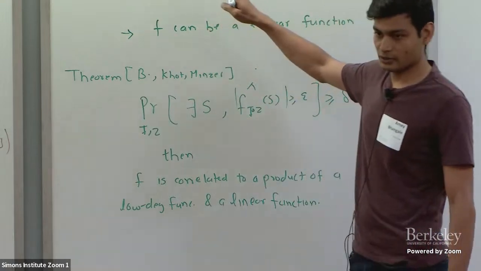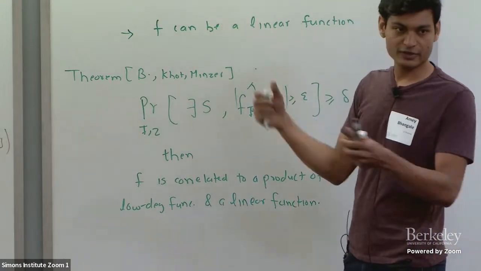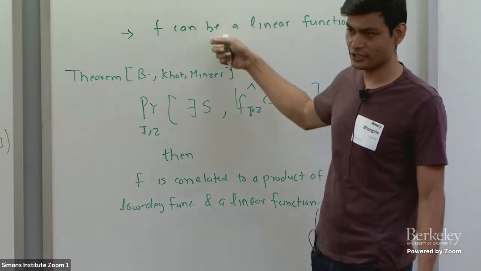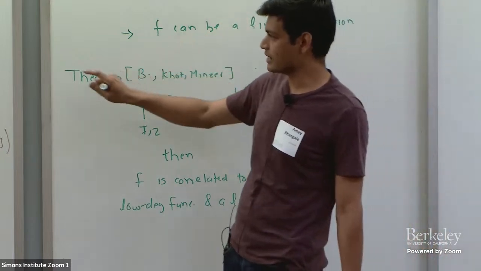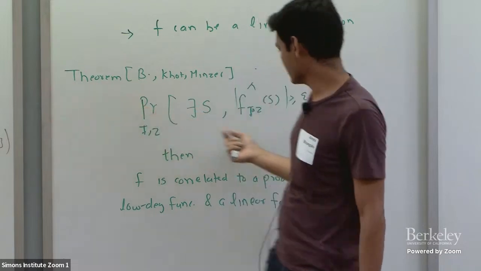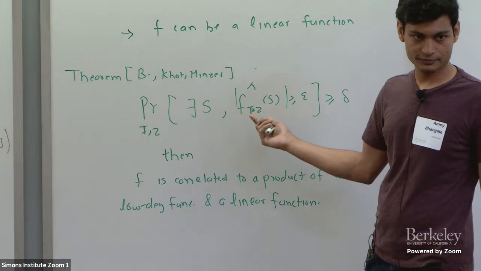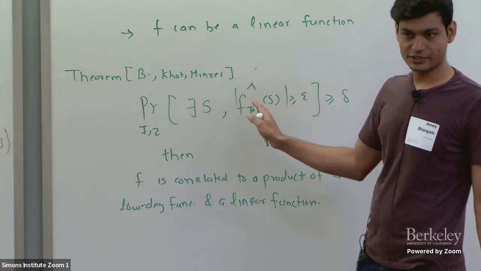Because it can be this, it can be this. So you can even combine these two examples. Just take f as the multiplication of a low degree function and a linear function, and it still has that property that with significant non-negligible probability, the restricted function is correlated to a linear function. So is the statement clear?